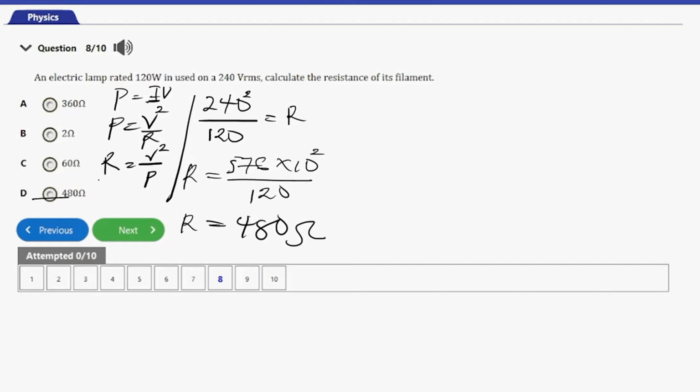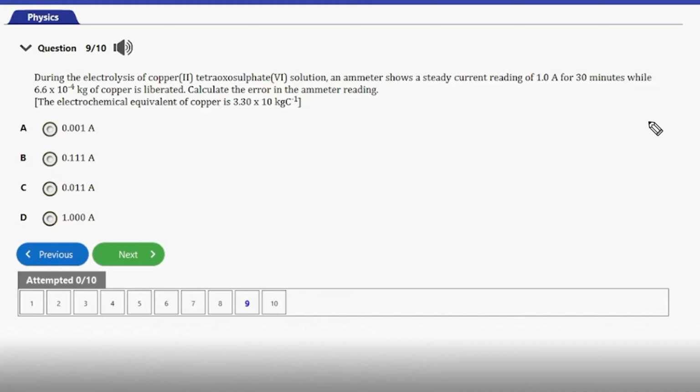Let's go ahead and consider the next question. That's question number 9 here. The question here says, during the electrolysis of copper 2 tetraoxosulfate 6 solution, an ammeter shows a steady current reading of 1.0 amps for 30 minutes, while 6.6 times 10 to the power of negative 4 kilograms of copper is liberated. Calculate the error in the ammeter reading. So let's take that the electrochemical equivalent of copper is 3.30 times 10 kilogram per coulomb.